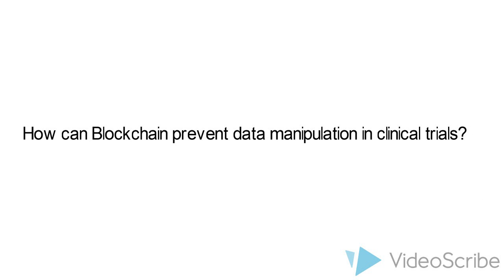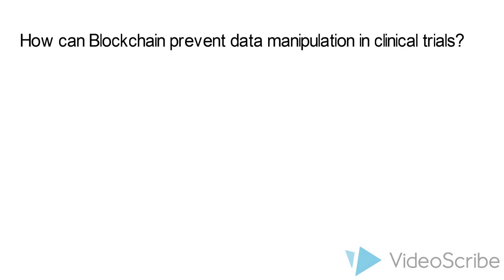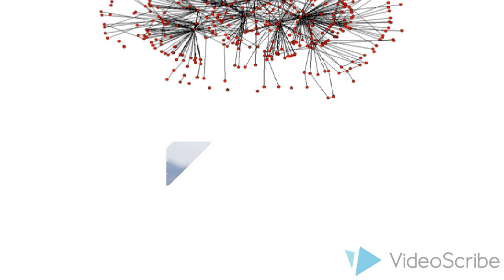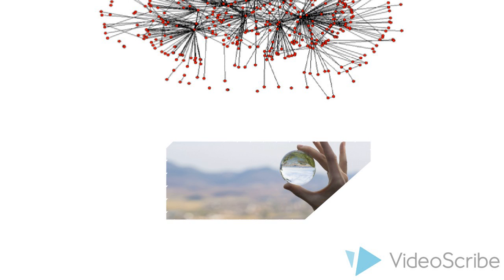How can blockchain prevent data manipulation in clinical trials? Blockchain enables traceable, auditable, and secure documents that track the entire life cycle of the clinical trial. Using blockchain in clinical trials would introduce a decentralized framework allowing more transparency.